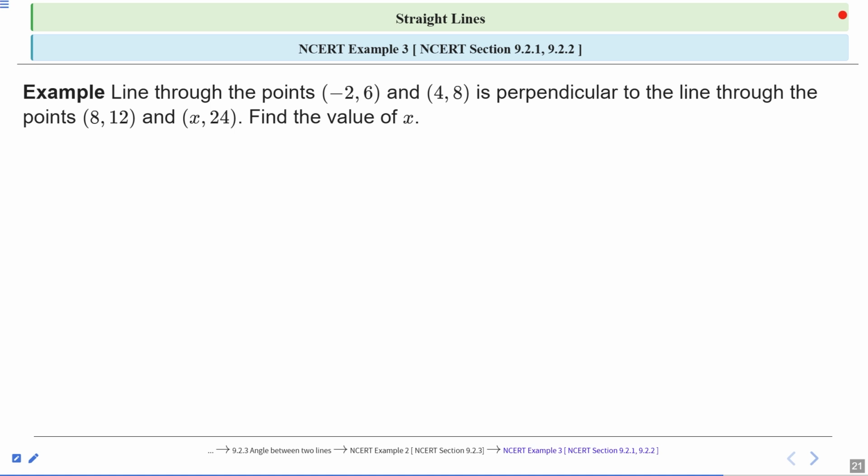We have one line through the points (-2, 6) and (4, 8), and this line is perpendicular to the line through the points (8, 12) and (x, 24). Then we have to find the value of x. Students, first of all, try it yourself and then see the solution. You have 40 seconds to try to solve this problem, and then we will provide the solution.